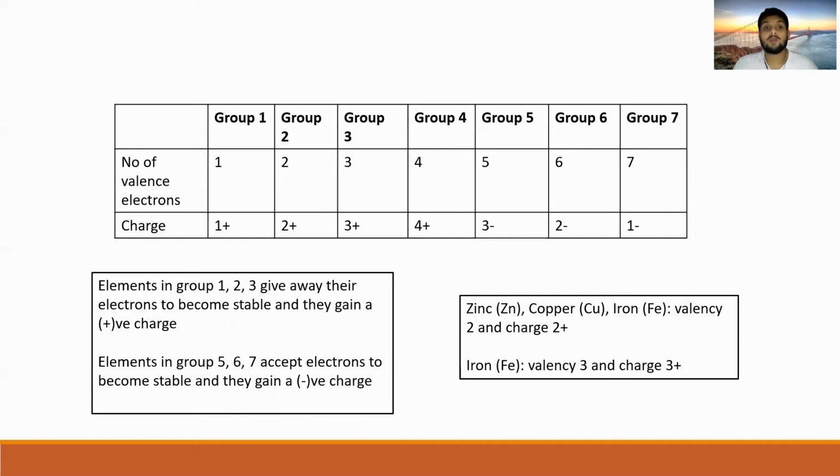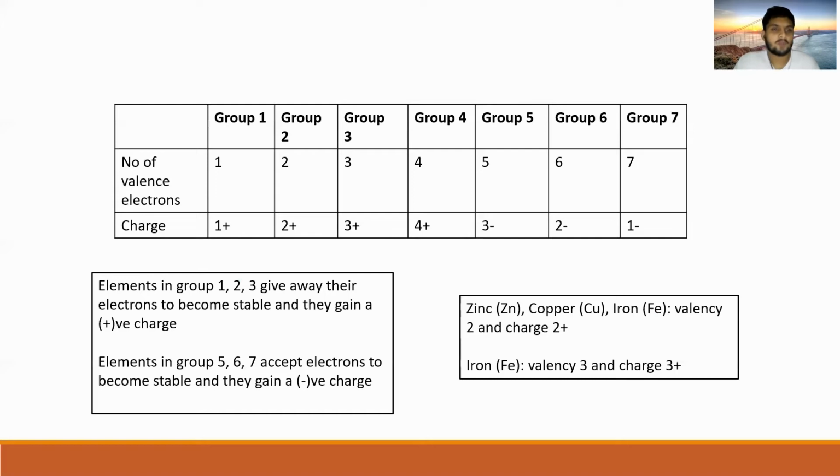So why do elements in these groups react? Because they want to achieve stability. Elements react with other elements to achieve stability. The stable ones do not react, they are unreactive. Any example of unreactive elements? Those are all the elements that you can find in group 8. You will learn all those groups in detail in the upcoming videos.